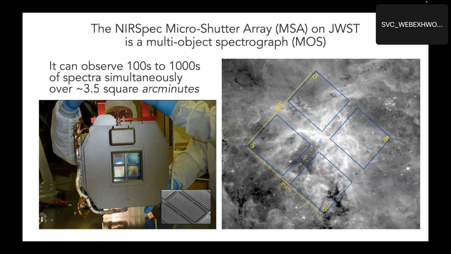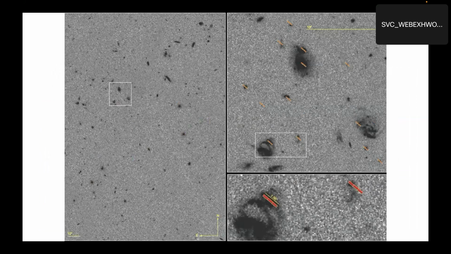Here are those 4 quadrants shown on the sky. The number to remember here is 3.5 arc minutes on a side. It's quite large. Here is a deep field filled with galaxies. We're going to zoom in on this box here.